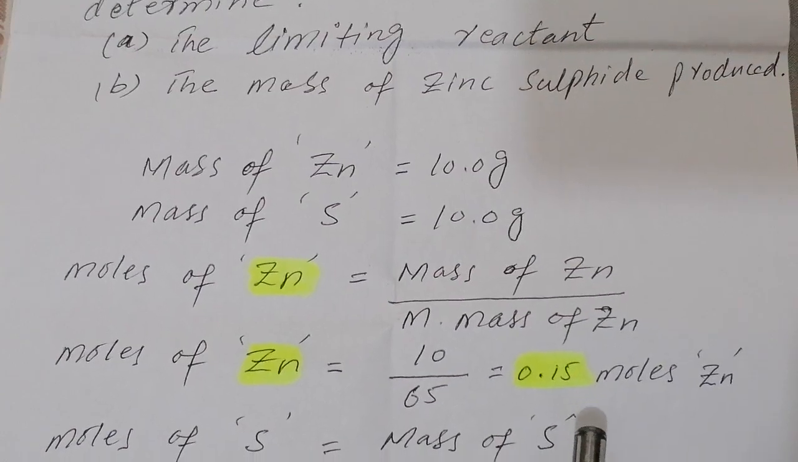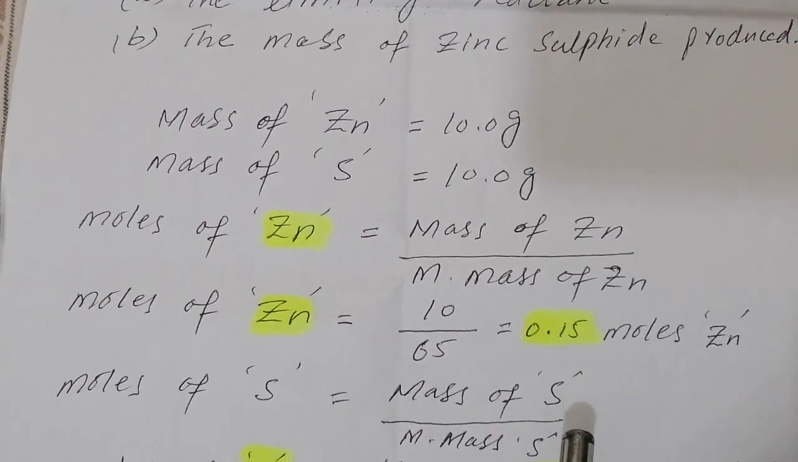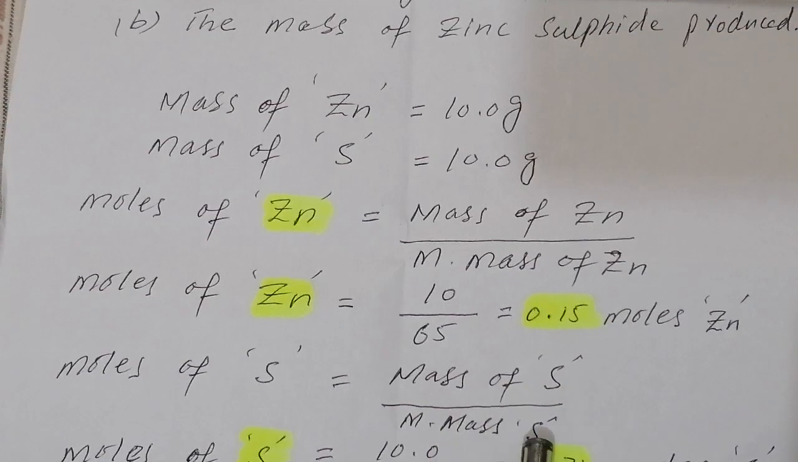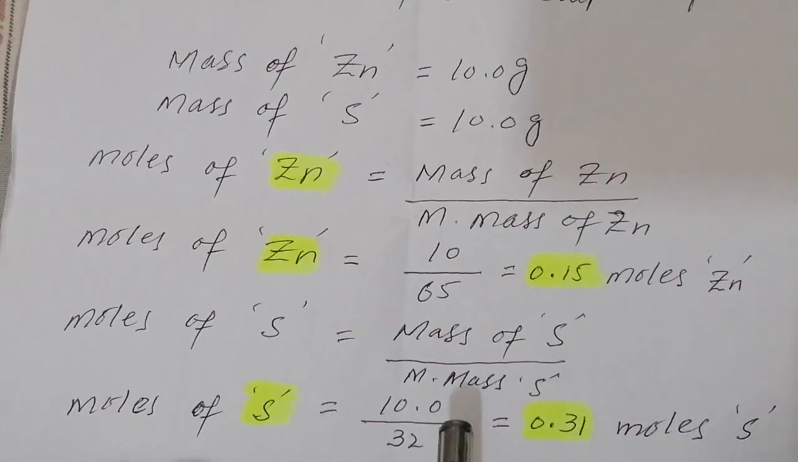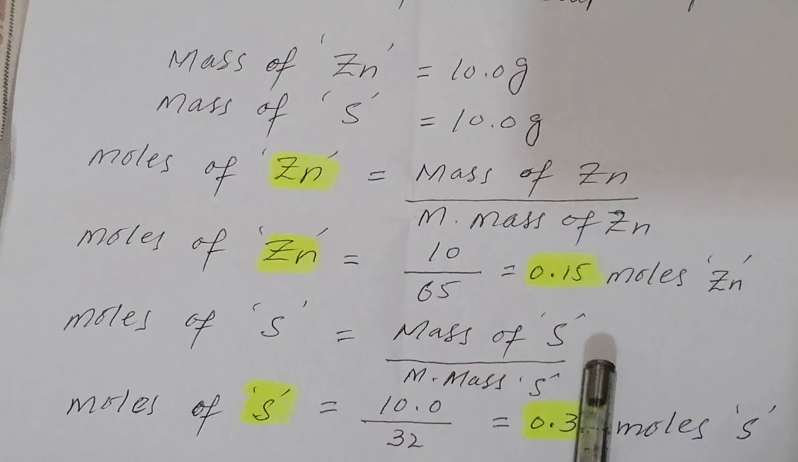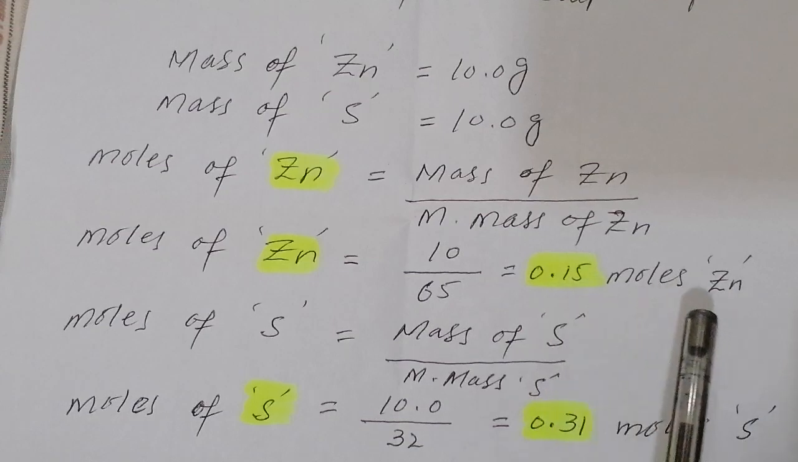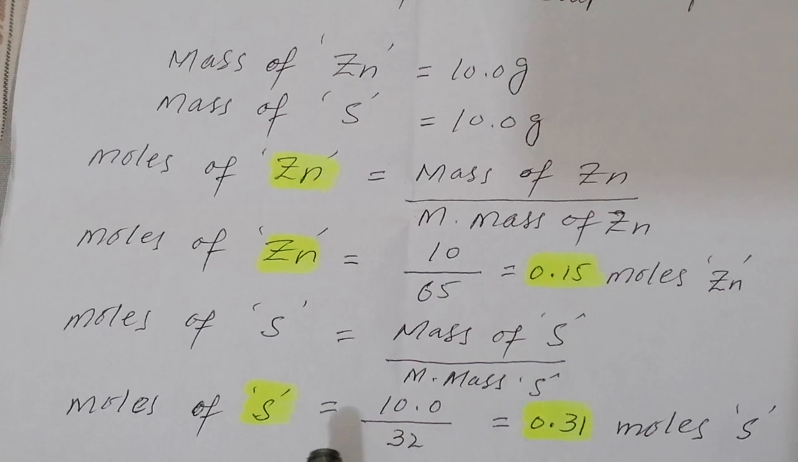Now similarly, we will calculate the number of moles of sulfur by using the same formula. Moles of sulfur is equal to mass of sulfur divided by molar mass of sulfur. Mass of sulfur is same as that of zinc, which is equal to 10 gram, and atomic mass of sulfur is 32. So we will divide 10 by 32 and we will get 0.31 moles of sulfur. And it is clear in this case that zinc will give 0.15 moles and sulfur will give 0.31 moles according to the given masses, 10 gram each.